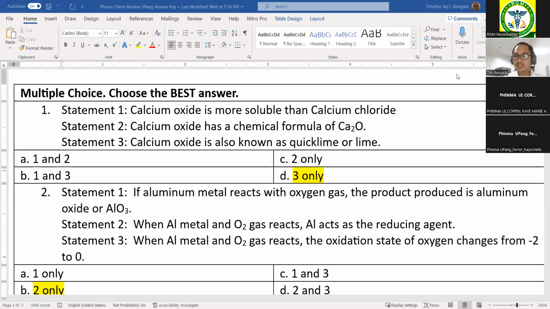Okay, so let's start with the first question. For our multiple choice, about 30 points are the more-type questions, and the rest are the normal multiple choice. So again, it's good practice for you to see how to answer more-type questions.